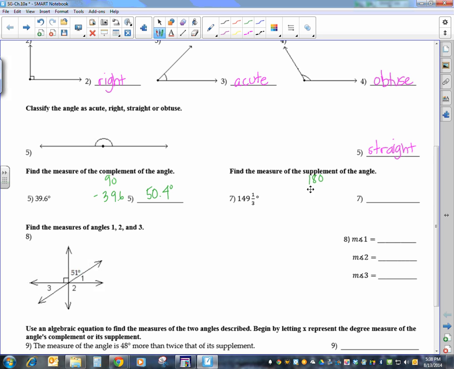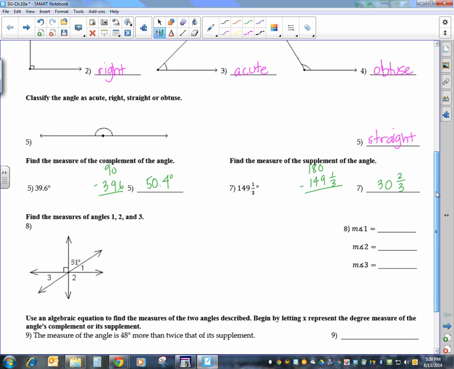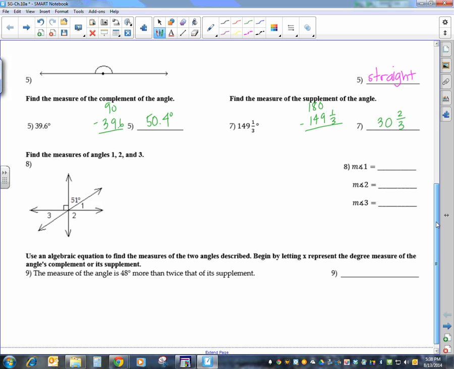And over here we have 180 minus 149 and a third. So make sure you know how to do your calculator. 180 minus 149 and a third is 30 and 2/3. If you need help with your calculator, you need to come see me after class or ask me during our classwork sessions. Okay? Next, find the measures of angles 1, 2, and 3.